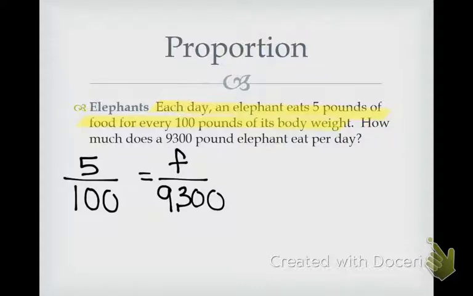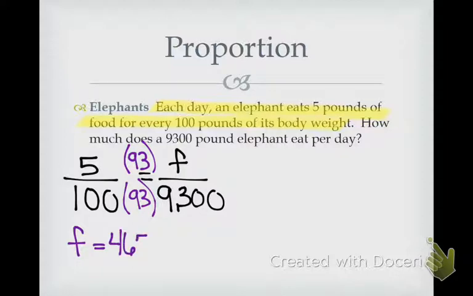All right, now at this point, I need to consider what method I'm going to use to solve my proportion. I would suggest to you that you first look for a missing link. Is there a clear connection between 100 and 9,300? Yes, there is, and it's 93. So 100 times 93 is 9,300, so 5 times 93 is 465, and yes, Talmadge hit it right on the head when he said pounds of food.